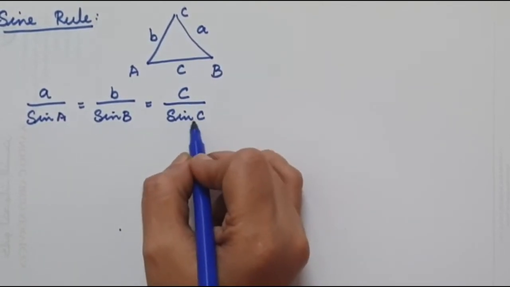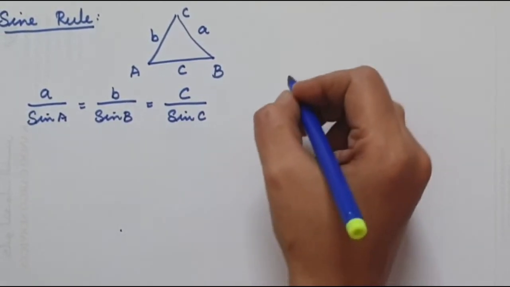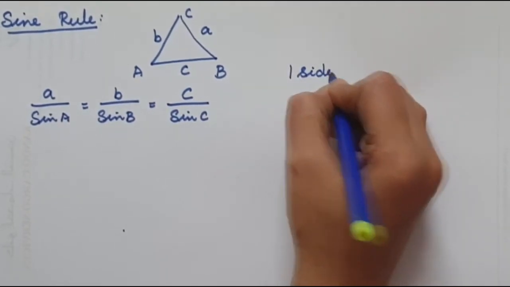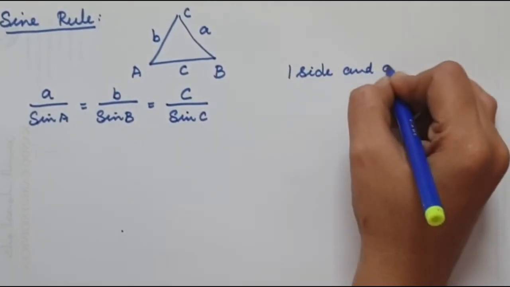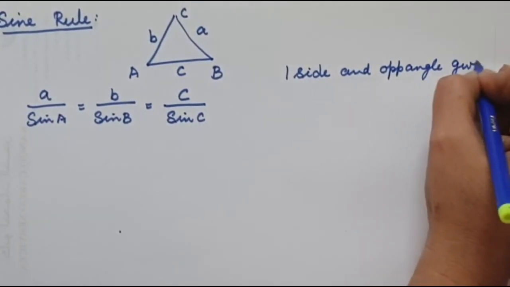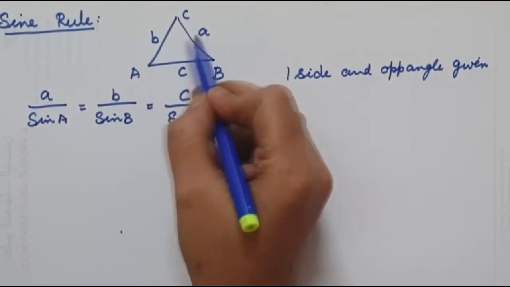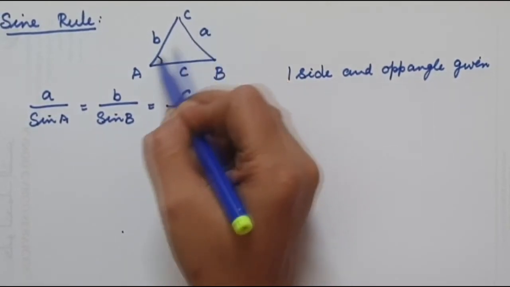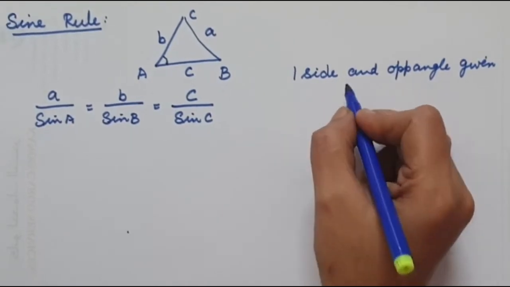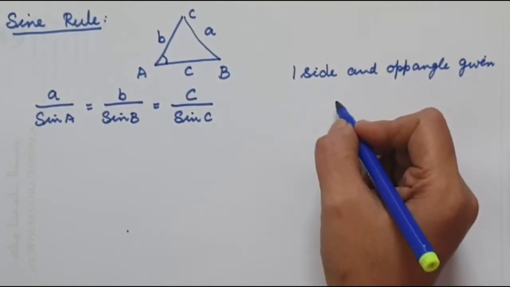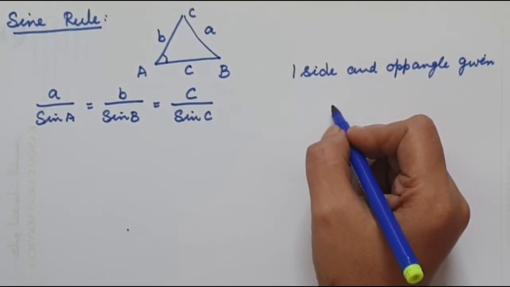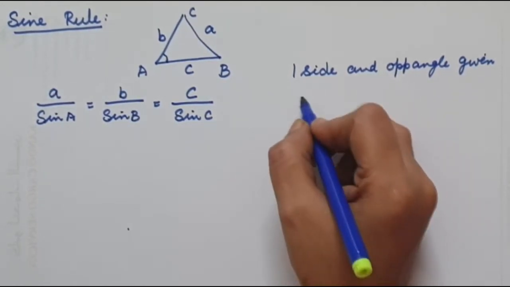Now, when will we use this sine rule? One side and opposite angle has to be given. That is one side and the opposite angle. These two has to be given. We can find the side or the angle when one of the side or angle is given.